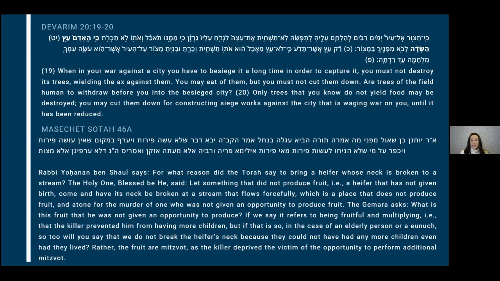If we say it refers to being fruitful and multiplying, that the killer prevented him from having more children, if that's so, what about the case where a person wasn't going to have children? So it wasn't an element of having this as a child output. This wasn't about cutting down someone's life before they were able to have children. We're talking about a case where that wasn't going to happen. So what are we talking about? And it continues, so too you will say that we do not break the heifer's neck because they could not have had any more children, even had they lived, rather, the fruit of our mitzvot.